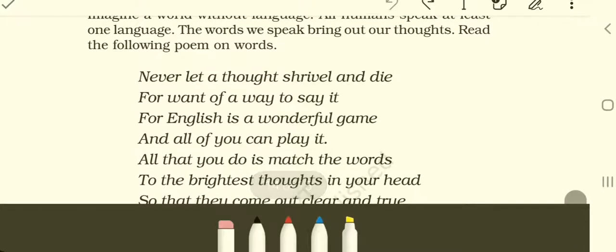Never let a thought shrivel and die for want of a way to say it. If you have a thought existing in your head, if you wish to convey or express something, just find a way to express it. Do not let it die inside your head. It means, do not keep it within yourself. Try and express it.